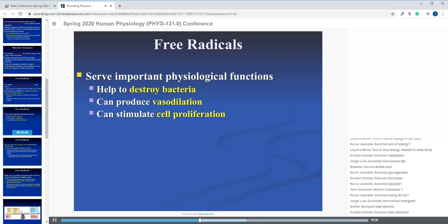The superoxides and the nitric oxide radicals are produced by the neutrophils and macrophages, and these help to destroy bacterial cells. The superoxide radicals can also stimulate the proliferation of lymphocytes.